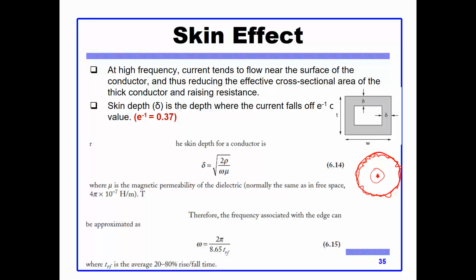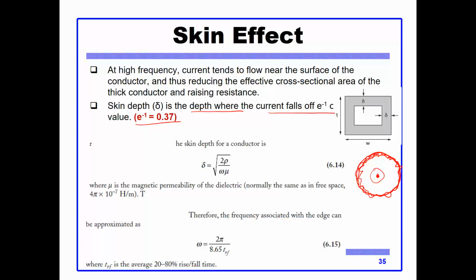And the effect is that the electrons try to cram here and fight for space here, and that tends to increase superficially the resistance of the wire. Okay, this is at high speed. So that's the definition of skin effect. People are interested in measuring the depth in the conductor where the current falls off to e to the minus 1, which is 0.37.